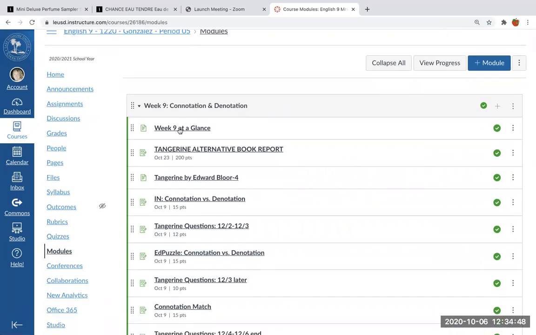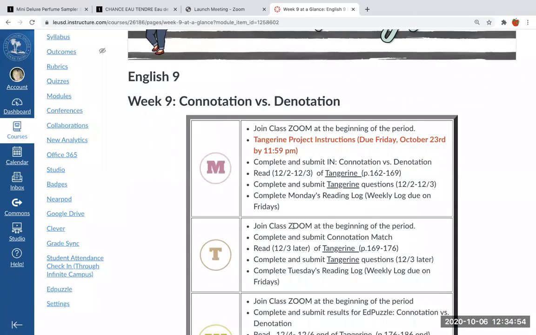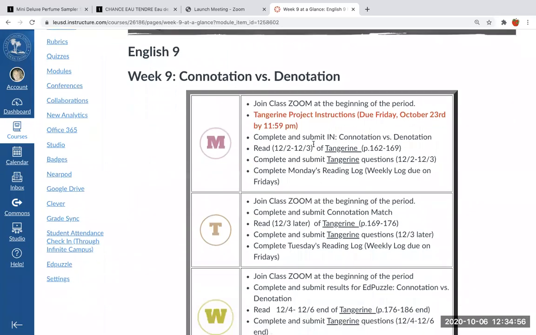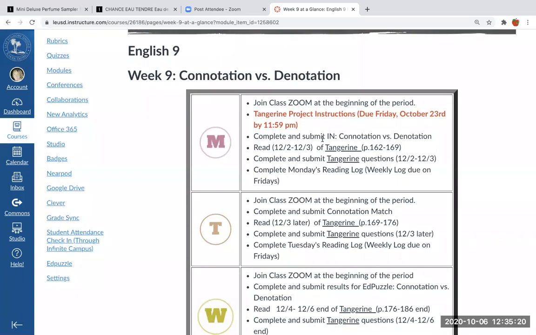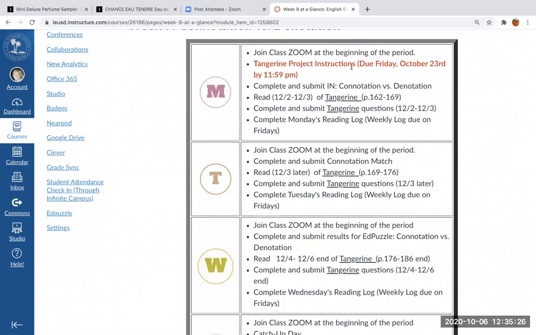Okay, so let's look at our week at a glance. If you missed yesterday, it's really important that you go over the Tangerine project instructions. We'll probably go over a couple more examples before the week is over. Unless anybody has questions, I won't be going over those again because it took a good 20 minutes at least just to go over that. So please go back and watch the lesson video if you missed it, and make sure you definitely review those instructions because there are 2 parts.